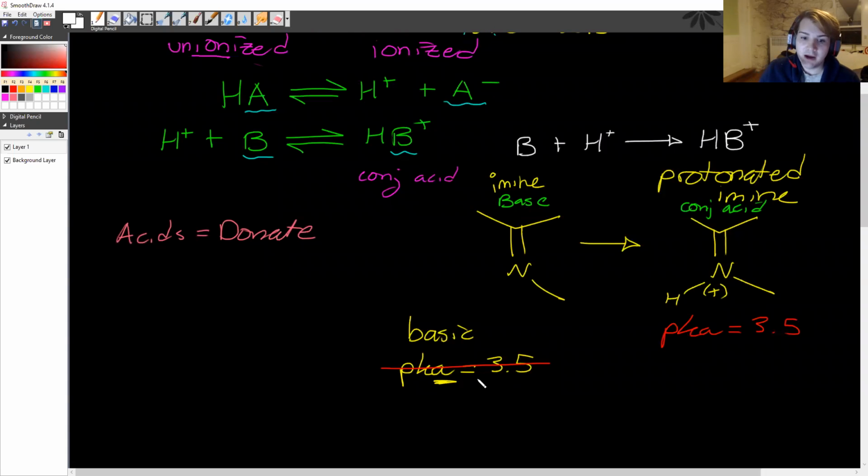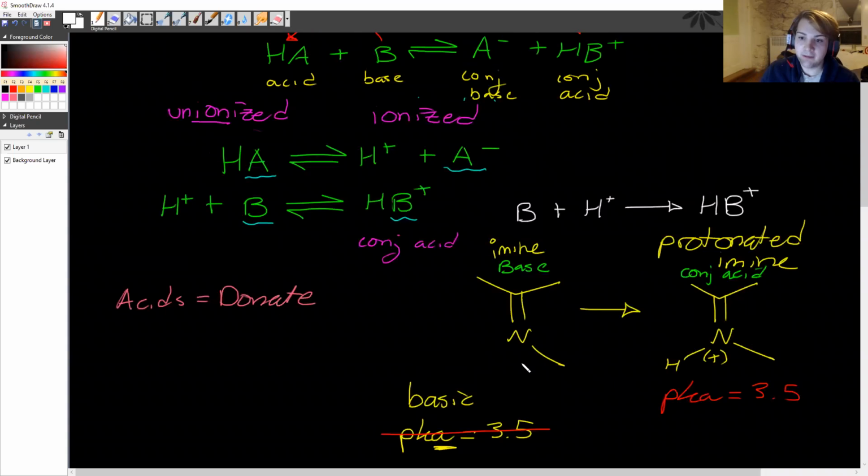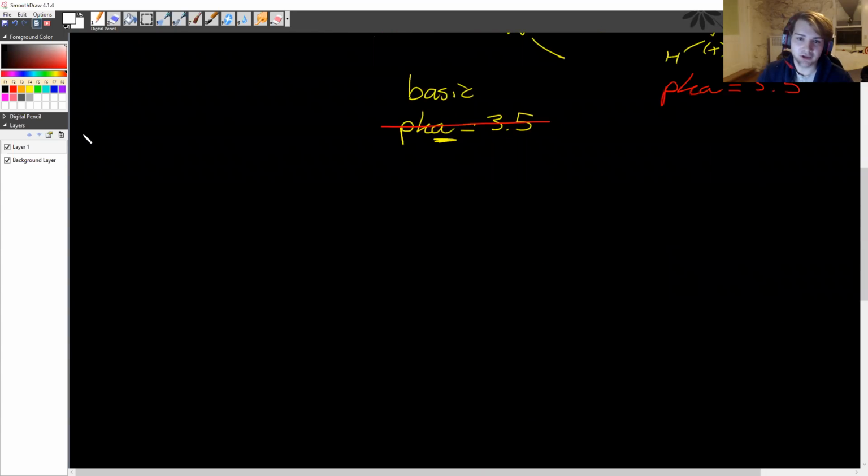This idea about pKa's only describing acidic structures is integral to understanding how acid-base chemistry works, because we cannot ever describe a basic functional group with a pKa, with an acidity constant. You can't do it. It's not possible. So what we're always thinking about is that the pKa will only ever describe an acid, whether that's the real acid by itself or the conjugate acid that's produced. Okay? Let's take a look at an acidic functional group.